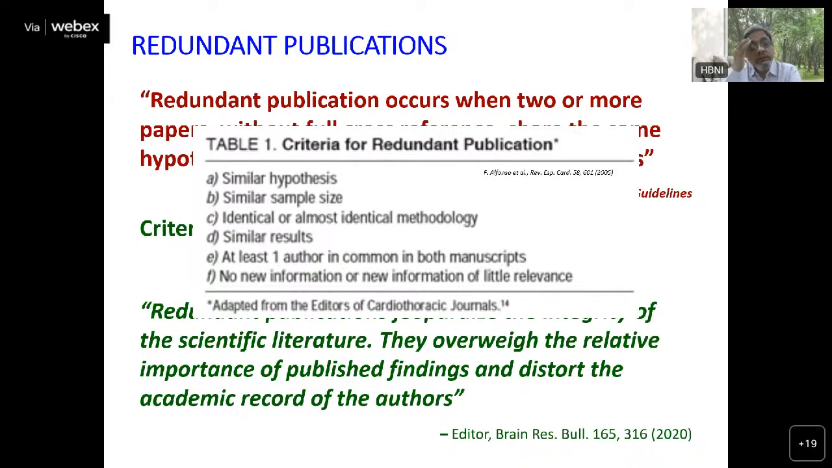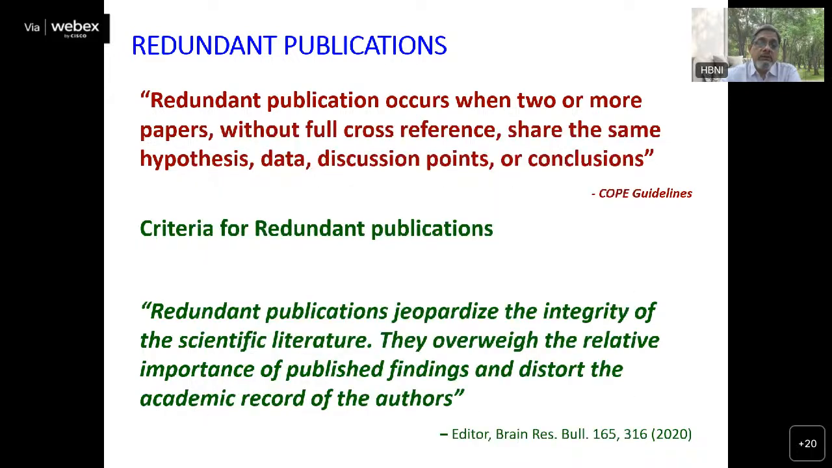And then the research methodology which is undertaken is very identical. And the results are also very similar in nature. And you have at least one author who is common in both the manuscripts or publications. But most importantly, it's seen that there is no new information which is generated from these publications. And even if there is some new thing which is written up, it will be totally irrelevant to the context. Okay. So these are the basic criteria for redundant publications.